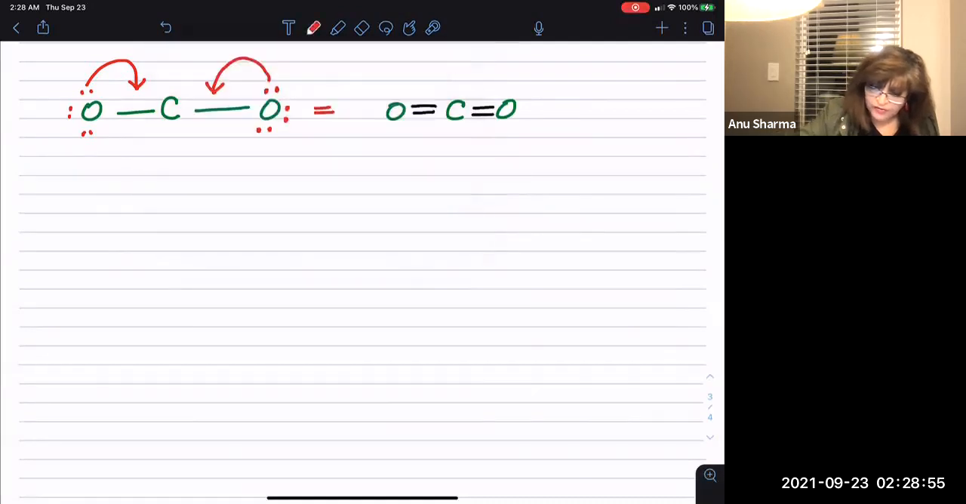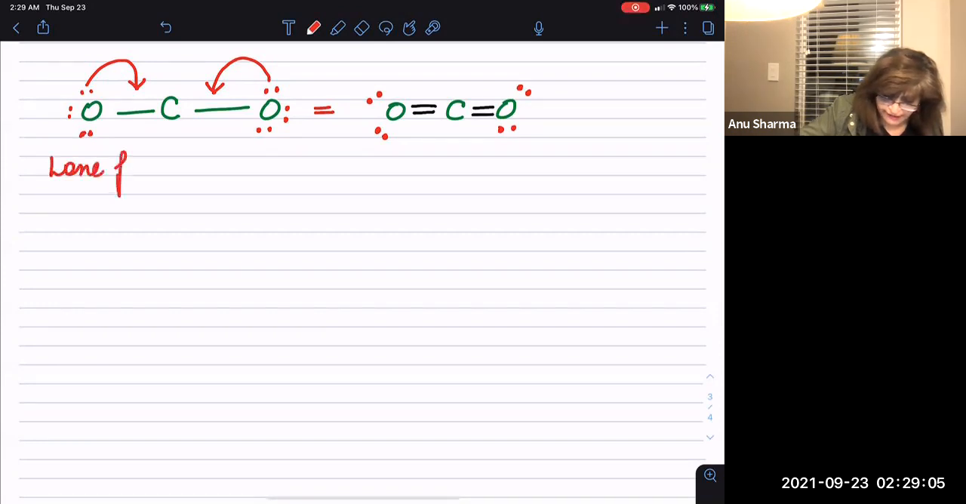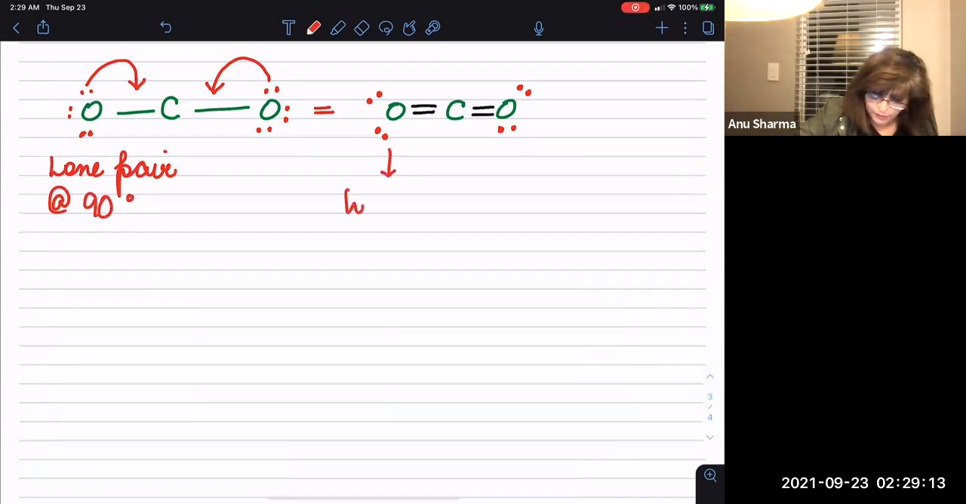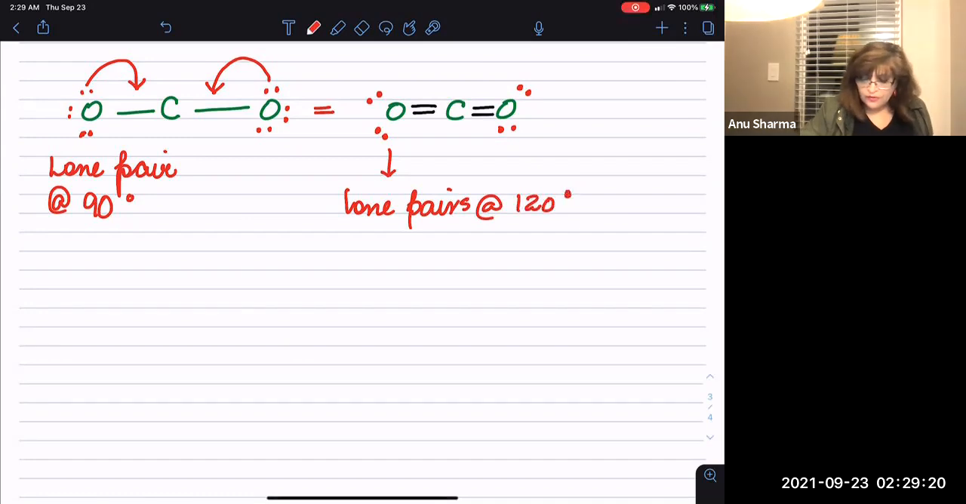And so now these guys also rearrange. So pay attention. Here, these lone pairs are at 90 degrees. But here, the lone pairs are more spread out, I think at 120 degrees. So therefore, it's a preferred setting. Here the lone pairs are at 90 degrees, so it's very squished. Remember that lone pairs are negatively charged.